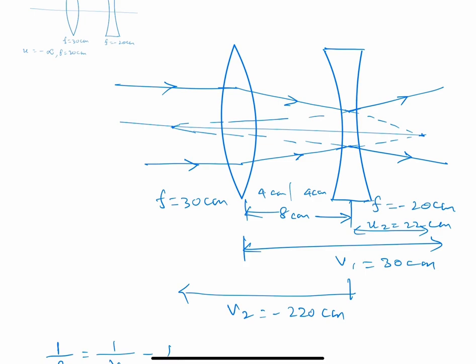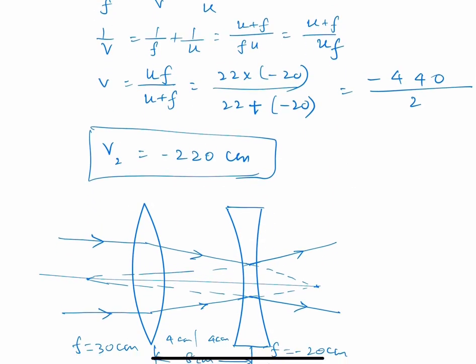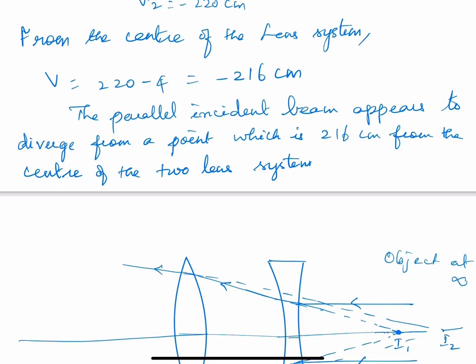See, this is the object for this lens. From here it appears to diverge, it diverges from this point. That point is 220 centimeter from this lens. That is the v2 we have got. Now, to find the distance from the center of the lens system, we have to subtract 4 centimeter. So it is minus 220 minus 4, which is minus 216 centimeter. So this is the image formed.